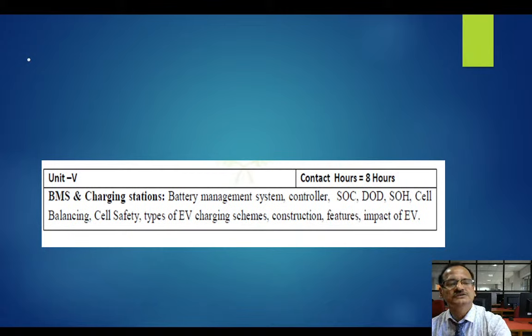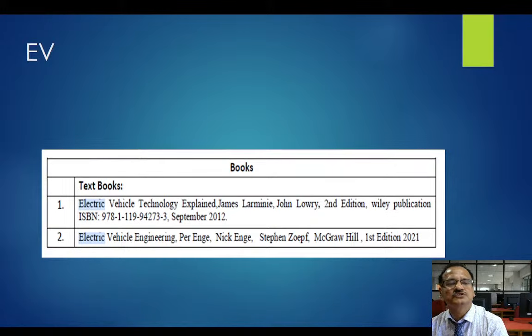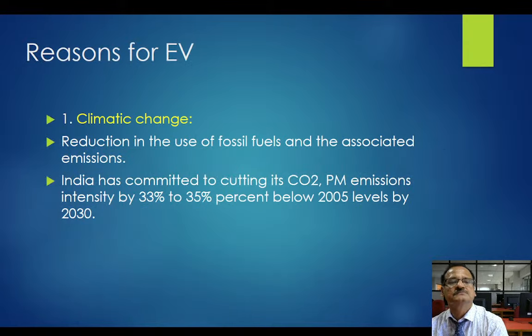Unit 5 is with respect to the battery management system, where I have different types of charging points, charging types, type 1, type 2, etc. And the battery management system, how actually the system of charging works, will be studied in unit 5. These are the textbooks which I have as soft copy. I can provide the soft copy of these 2 textbooks which are mentioned in the syllabus.